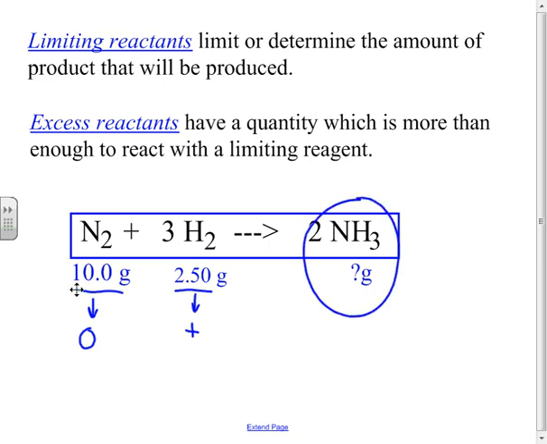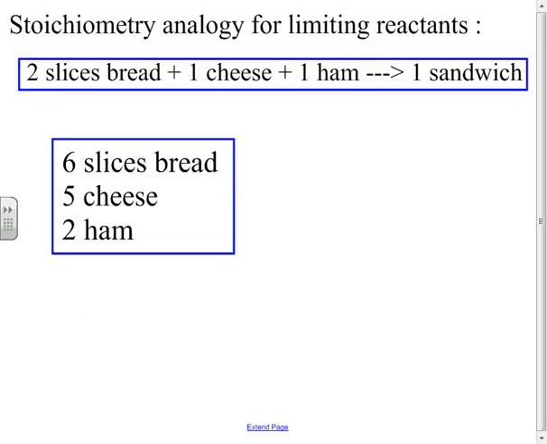And so the one that runs out first is again the limiting reactant. It's the one that there's proportionately less of and runs out first, stopping the reaction. So limiting reactants determine how much of the product is produced and also how much of the excess will be used up. An analogy could be made to, say, making a sandwich.